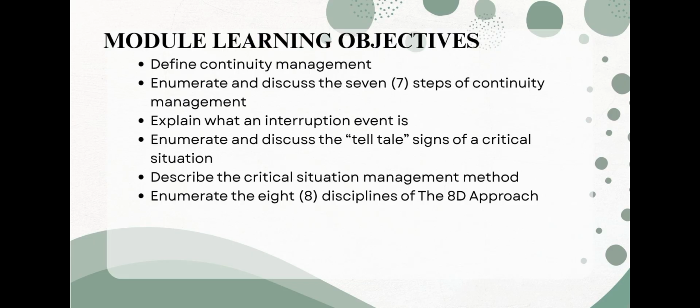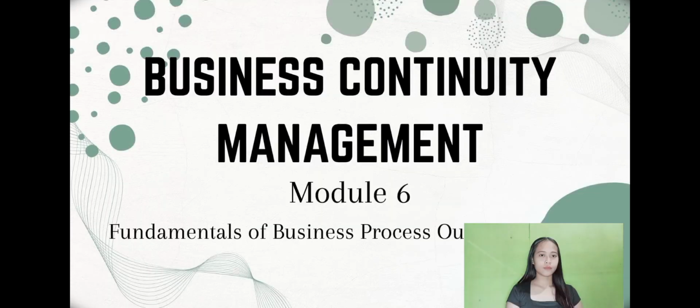First, let me introduce to you the module learning objectives. First, define continuity management. Second, enumerate and discuss the 7 steps of continuity management. Third, explain what an interruption event is. Fourth, enumerate and discuss the telltale signs of a critical situation. Fifth, describe the critical situation management method. And the last one, six, enumerate the 8 disciplines of the 8D approach.